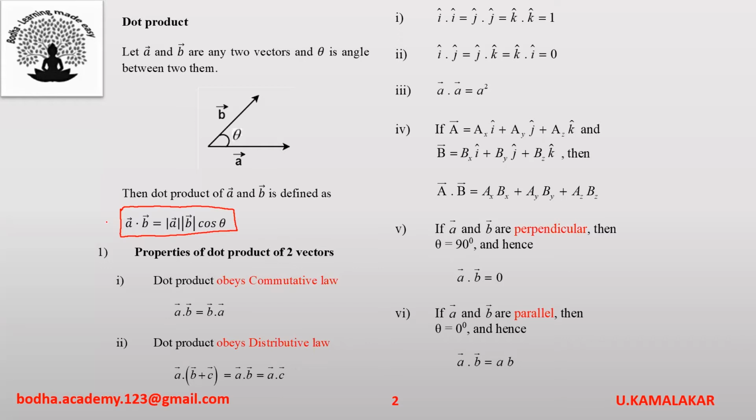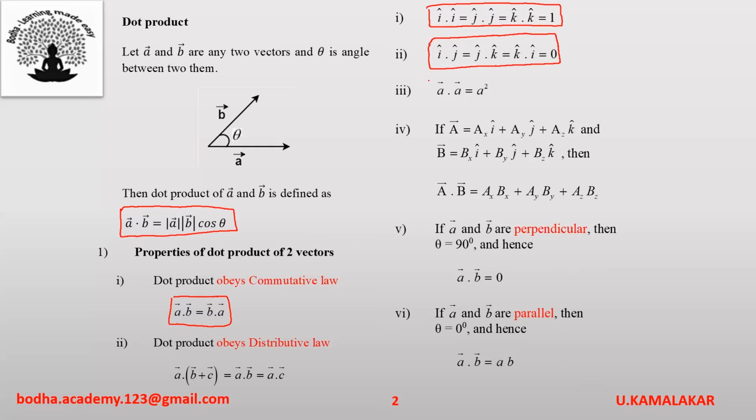First one, dot product obeys commutative law, that is a bar dot b bar is equal to b bar dot a bar. Dot product obeys distributive law, that is a bar dot (b bar plus c bar) is equal to a bar dot b bar plus a bar dot c bar. Next point, i cap dot i cap is equal to j cap dot j cap is equal to k cap dot k cap is equal to 1. Next point, i cap dot j cap is equal to j cap dot k cap is equal to k cap dot i cap is equal to 0.